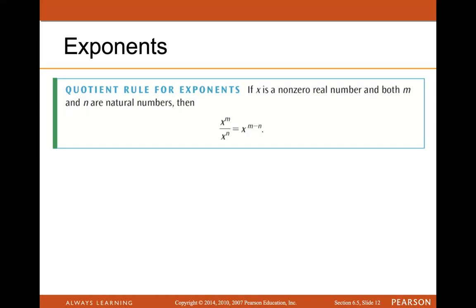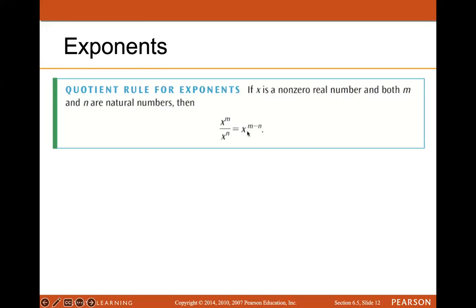So the next exponent rule is the quotient rule for exponents, which says that if x is a non-zero real number, and both m and n are natural numbers, then x to the m divided by x to the n is equal to x to the power m minus n. So if you put this side by side with the product rule, it makes logical sense. The product rule said that when you multiply powers, x to the m times x to the n, you add the exponents.